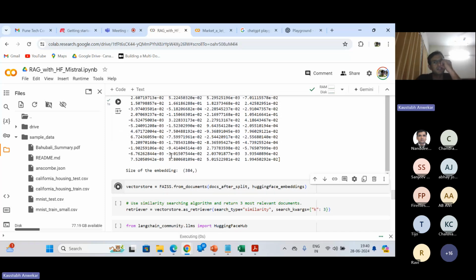Now I'm putting all of this in a vector store. FAISS is a type of vector database. What I'm saying is that I need to create a vector database from documents, docs after split. These are all the chunks, and Hugging Face embeddings is the embedding model. So using this embedding model, I need to embed all these chunks and then store them in the vector database.